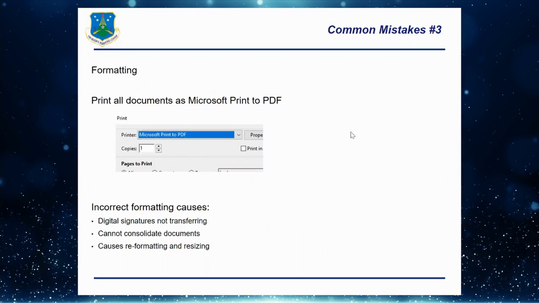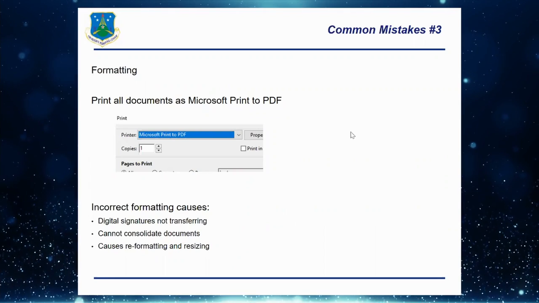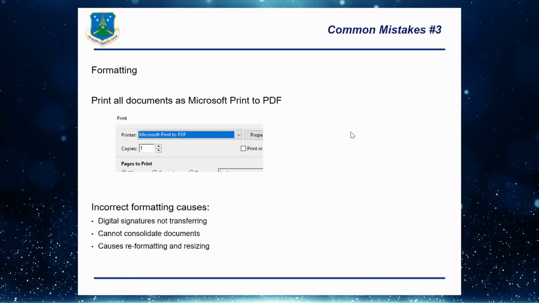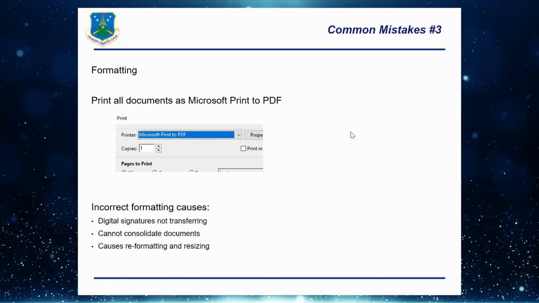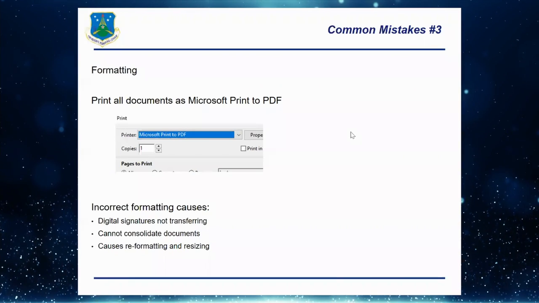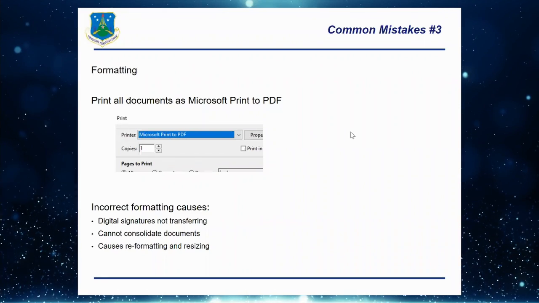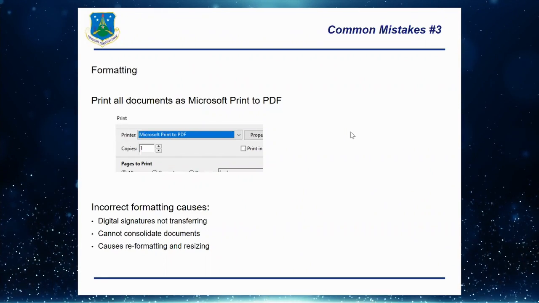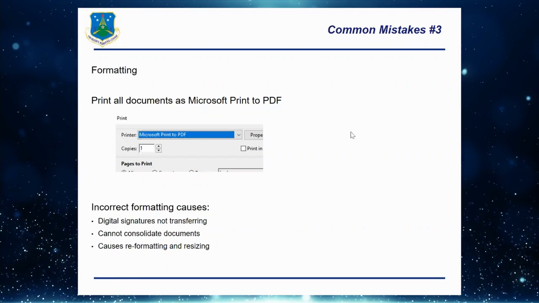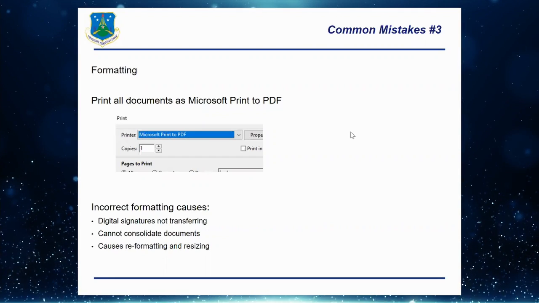Okay, the last common mistake that I want to talk about is the formatting. Please select the Microsoft Print to PDF option when you make these documents. I provided a screenshot of what it should look like. When you have the print option, that's the one you select.